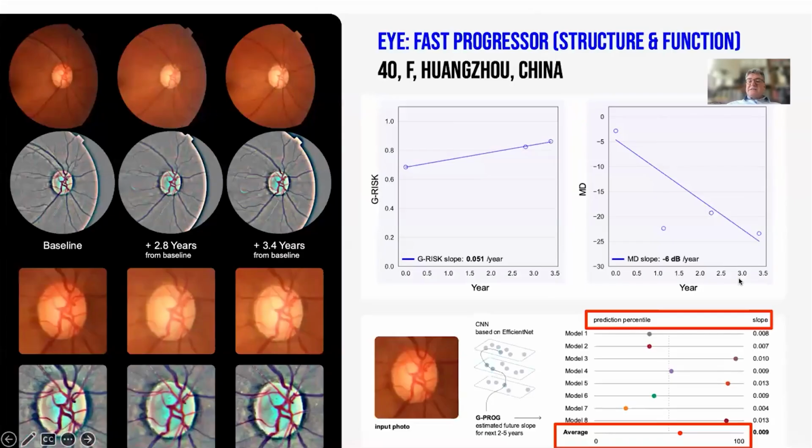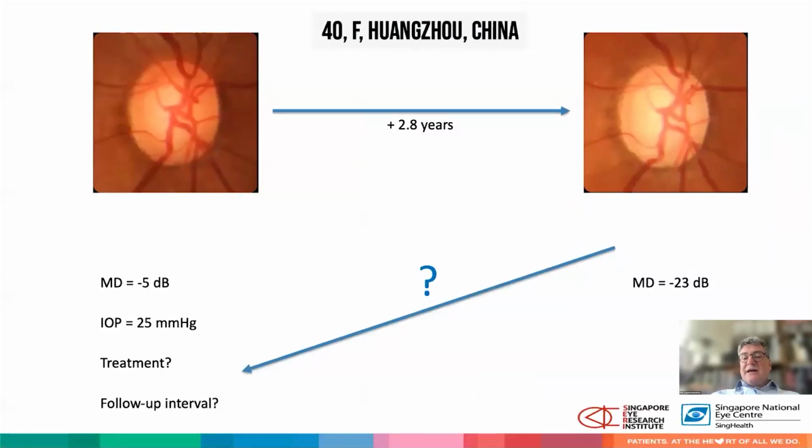And you can see here, this is the progression over time, a very dramatic progression. You can see here that the patient after 3.5 years was almost blind with very, very severe structural and functional progression. So -6 dB a year, so a catastrophic progressor. And this was actually identified by our algorithm.